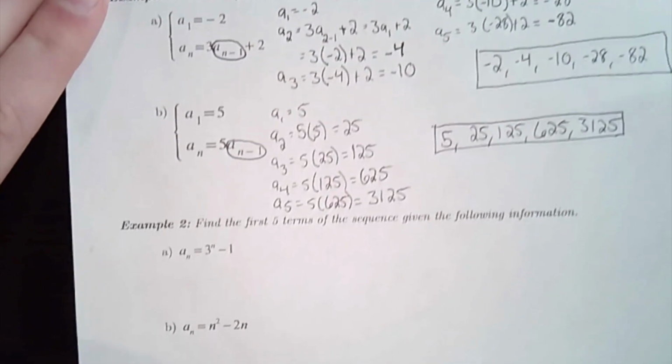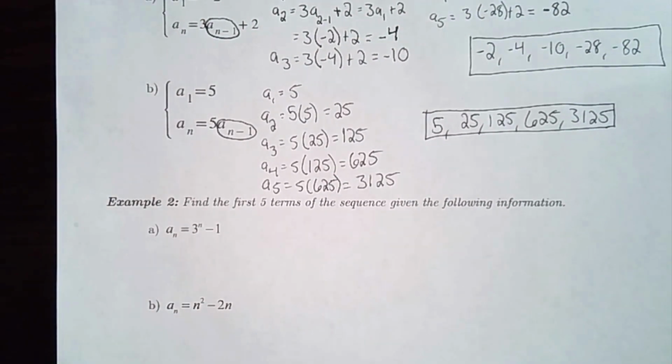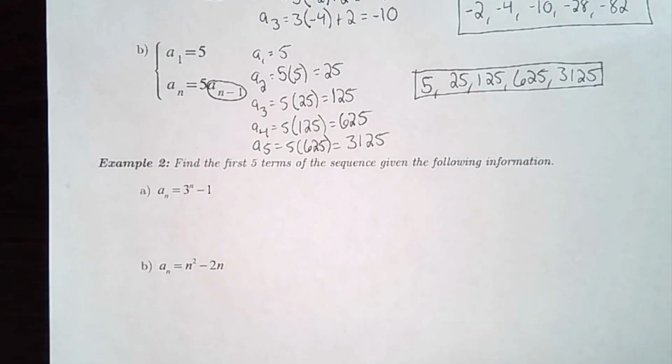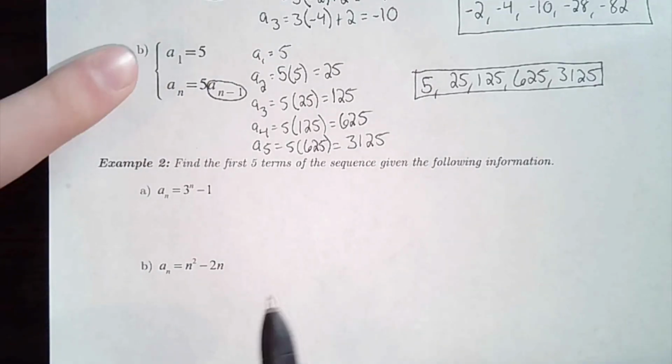Alright, next piece here, let's talk about example 2. Example 2, if you look at the directions, they're the exact same. It says find the first 5 terms of the sequence given the following information. But if I look at what I'm given, it's quite different. Okay, I don't have a first term. I don't have a sub 1.